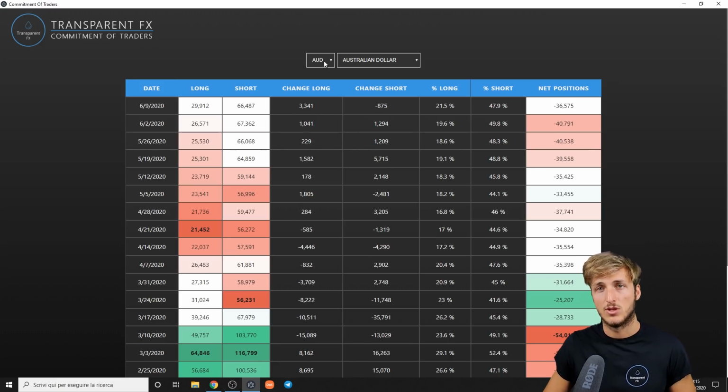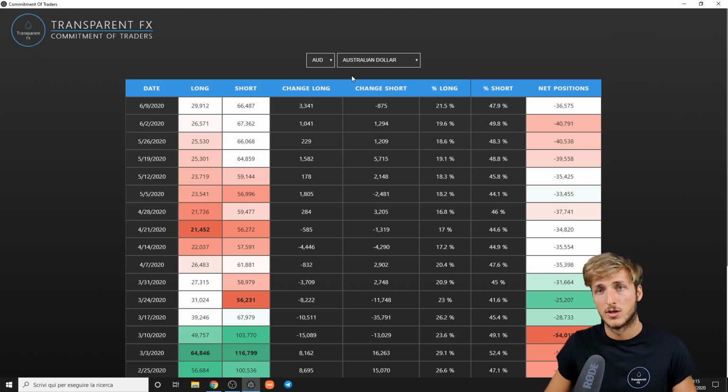So if you check AUD, what you're actually checking is AUDUSD. And what you can see, we were sitting here at minus 54k net positions, and currently we're sitting at minus 36. So definitely they're getting more positive.